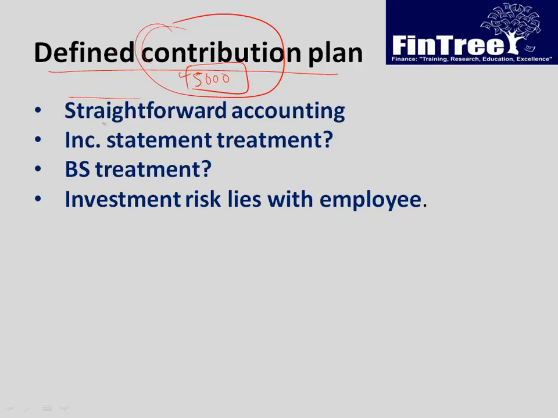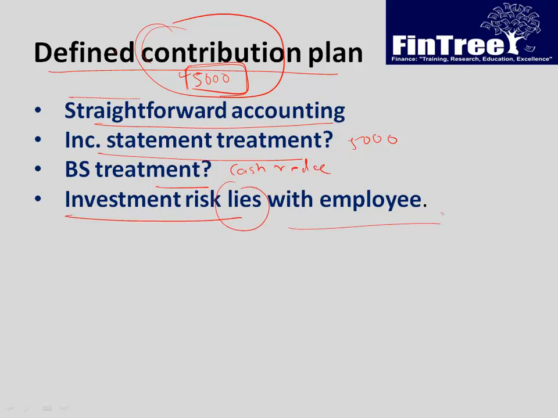Straightforward accounting: this 5,000 is your expenditure. Your cash will reduce by 5,000. There would be no asset, there would be no liability. Income statement, 5,000 is your expenditure. Balance sheet treatment, your cash will reduce by 5,000, and the investment risk lies with the employee.